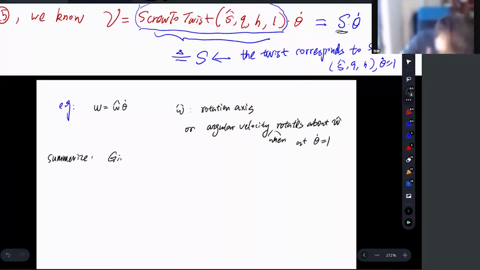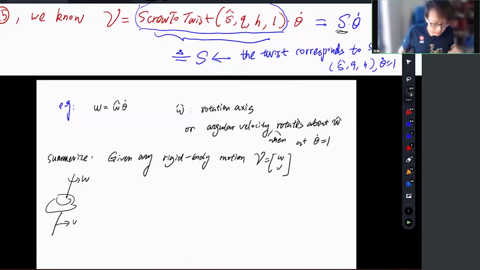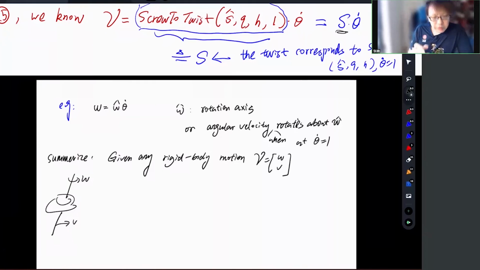Let's say given any rigid body motion or velocity, characterized by the twist as omega, v. That's a rigid body, and this is omega. There's also some kind of v, right? Depending on where I select the origin, this v may have different meaning. If you picture it graphically in your mind, you will have two direction vectors: rotation vectors and also a linear motion direction. There are two directions, right?